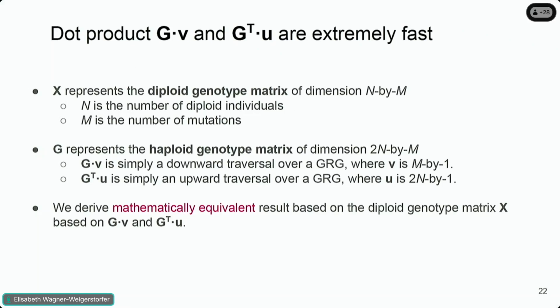Which means that when we have this dot product computed based on GRG, we need to find a mathematically equivalent result that gets us back to the result based on this original genotype matrix X. And that way, we can get the same result as before.